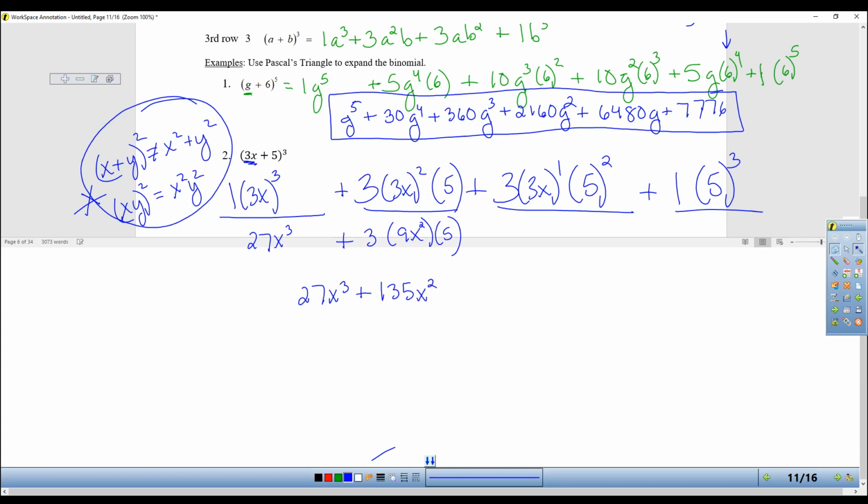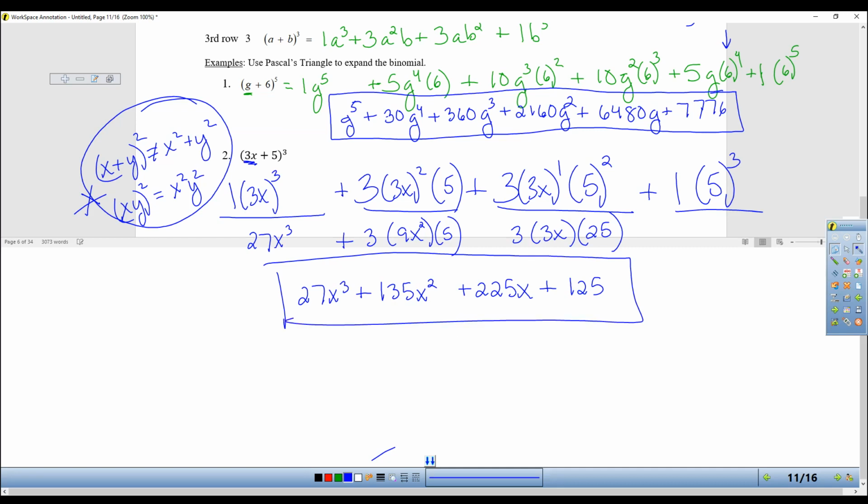And you'll know if you made a mistake, because it should go x cubed, x squared, x, and then no x's. So this one is 3 and another 3. I guess I could have written that as 9. And 25. So 25 times 9 is 225x, and then 5 to the third is 125.